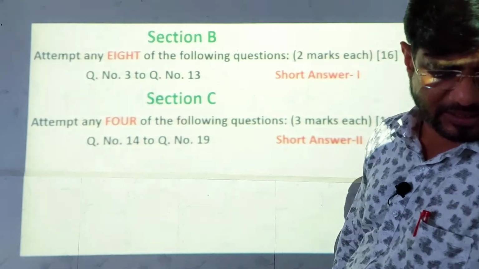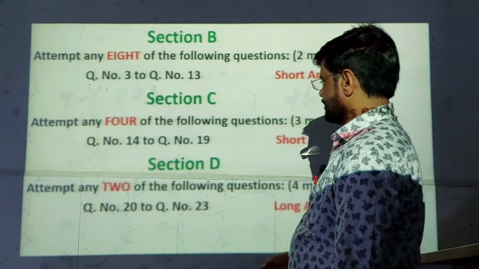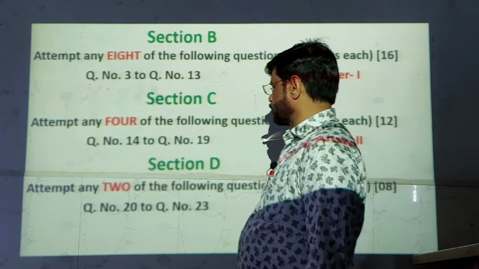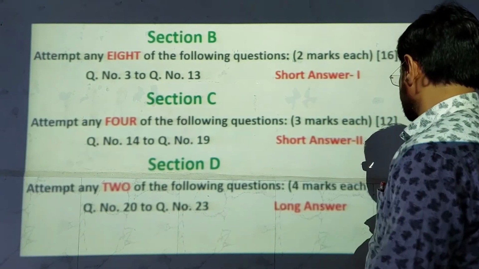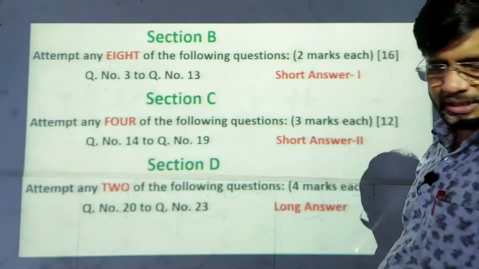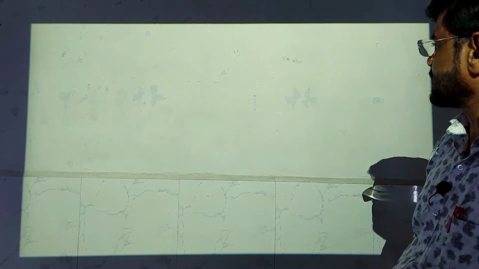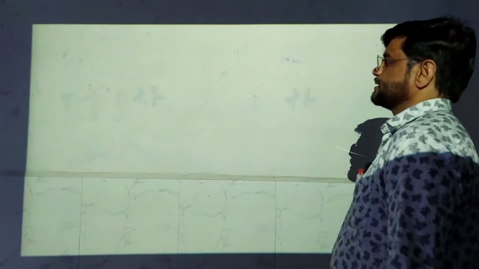And the last section, section D, you have to attempt any 2 questions from 20 to 23. That is long type questions, long answer type questions. It has 8 marks. Total marks are 50. See, the format of the question paper as well as the unit wise distribution of marks are given. See, this part is very, very important.